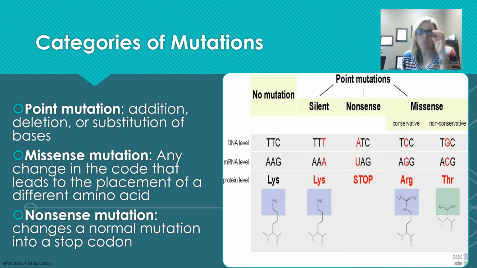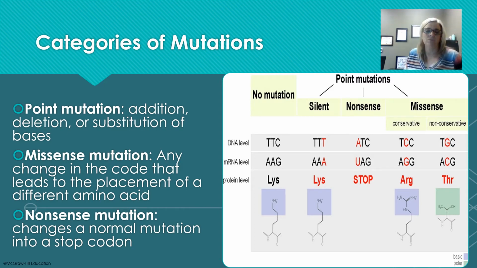These are a few of the different categories of mutations. We have a point mutation, missense, or nonsense. So a point mutation is one particular point in the triplet codon. It can be an addition, a deletion, or a substitution of the bases. You can also have what we call missense, and that's going to change the code that leads to a placement of a completely different amino acid that can create a faulty non-functional protein. It can produce a protein that functions differently, or it can cause no change at all. Then we have the nonsense mutation, which changes a normal codon into a stop codon. So it will give you a very abruptly shut off non-functional protein.